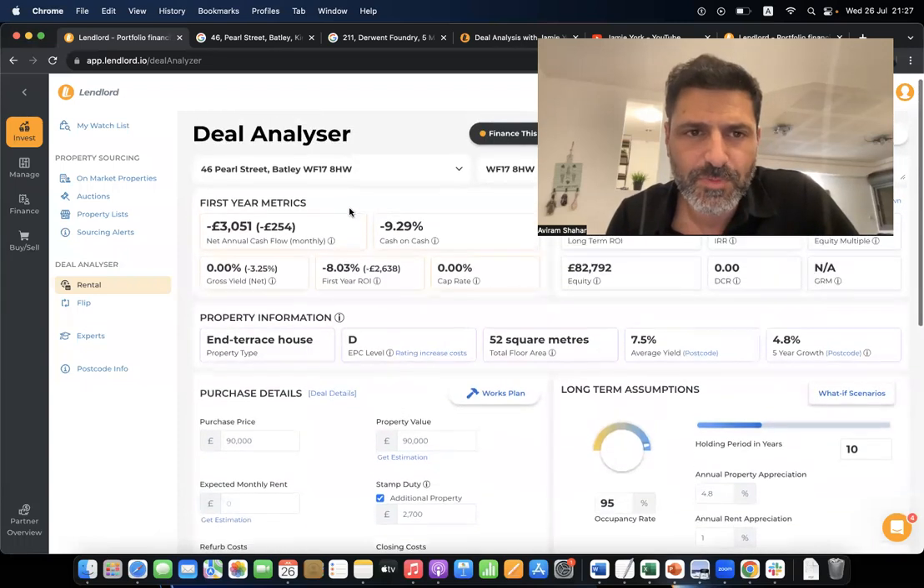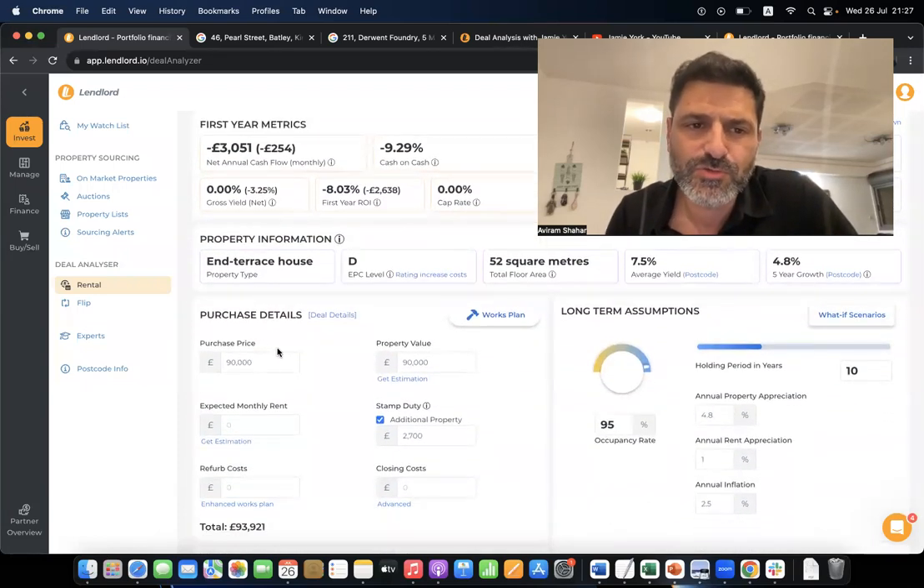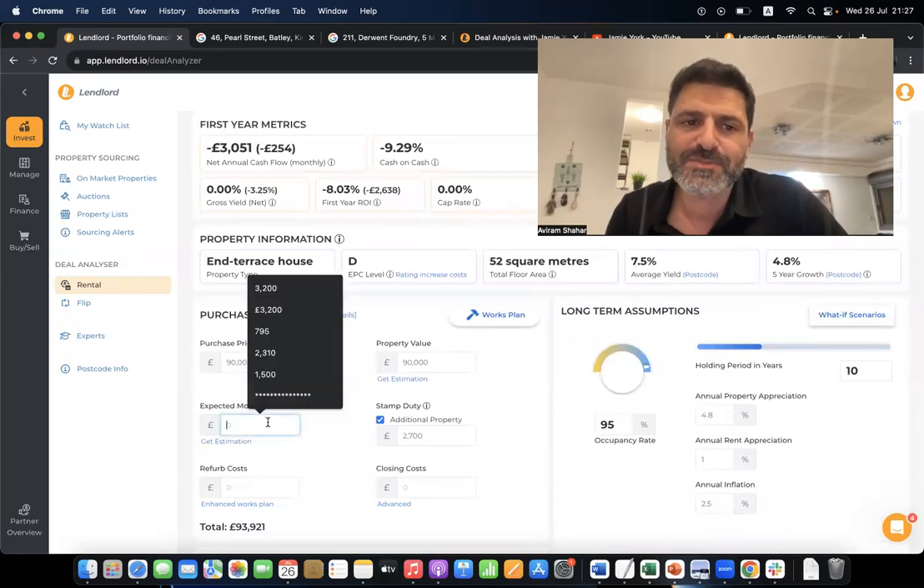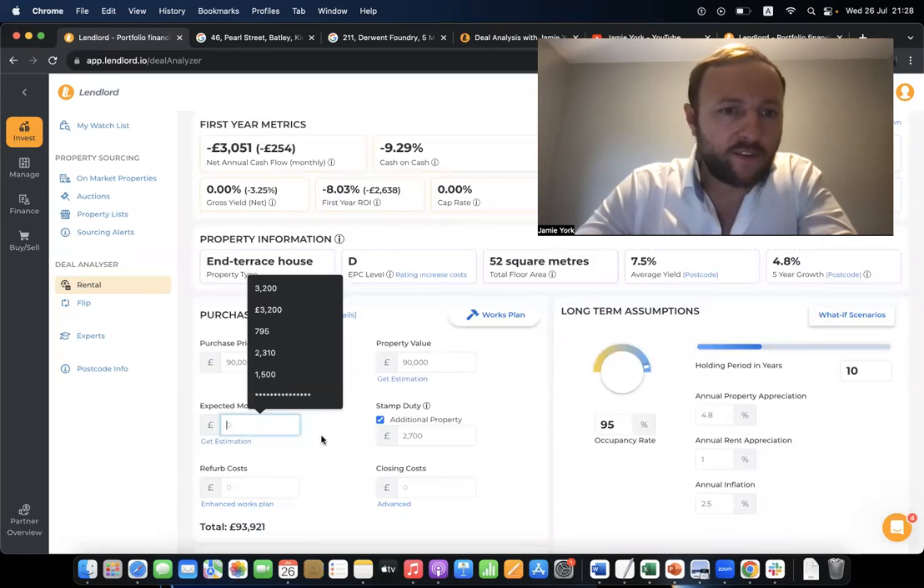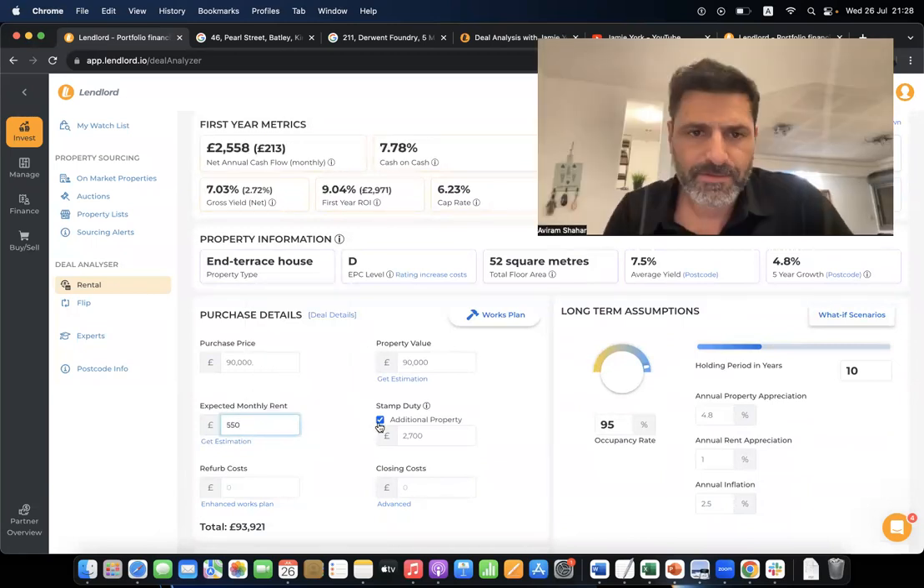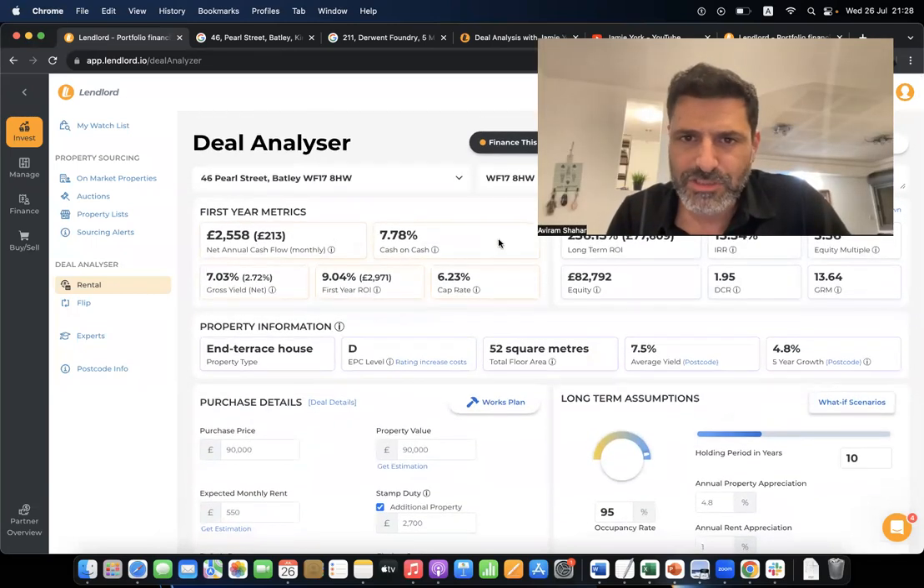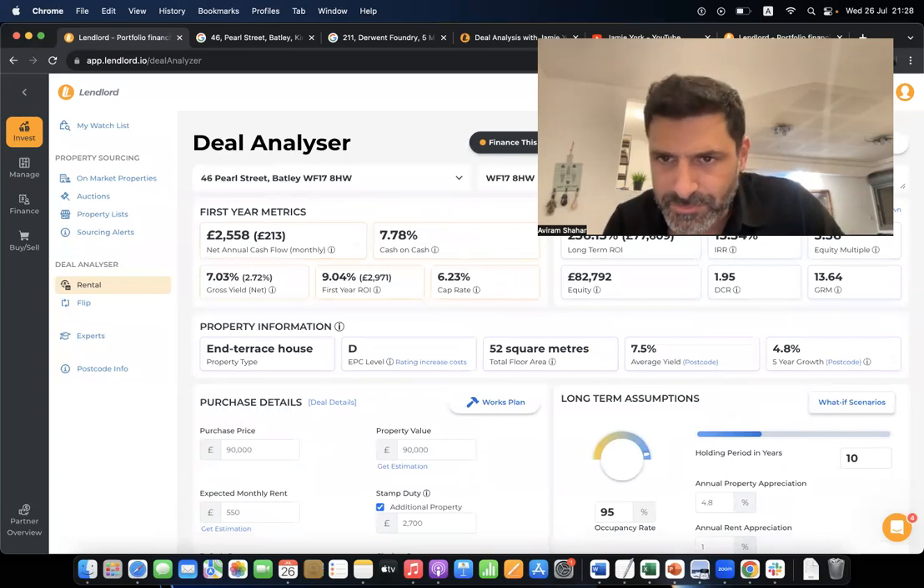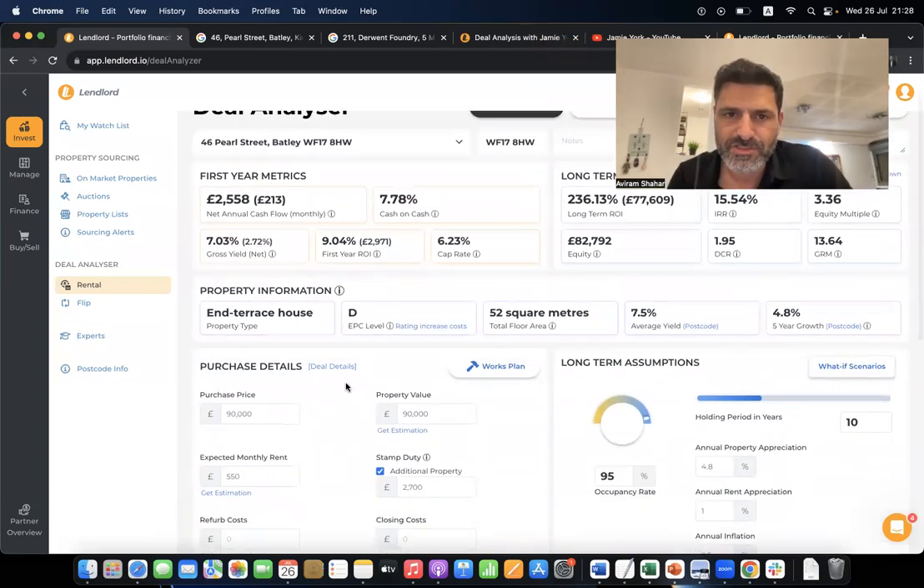So just so people understand, you basically need to put in two data points as a start: the purchase price and the expected monthly rent. What would be the expected monthly rent? Yeah, about 550. All right. And then basically the platform will generate the initial metrics for you. But of course, from this point, you just need to tweak the data.